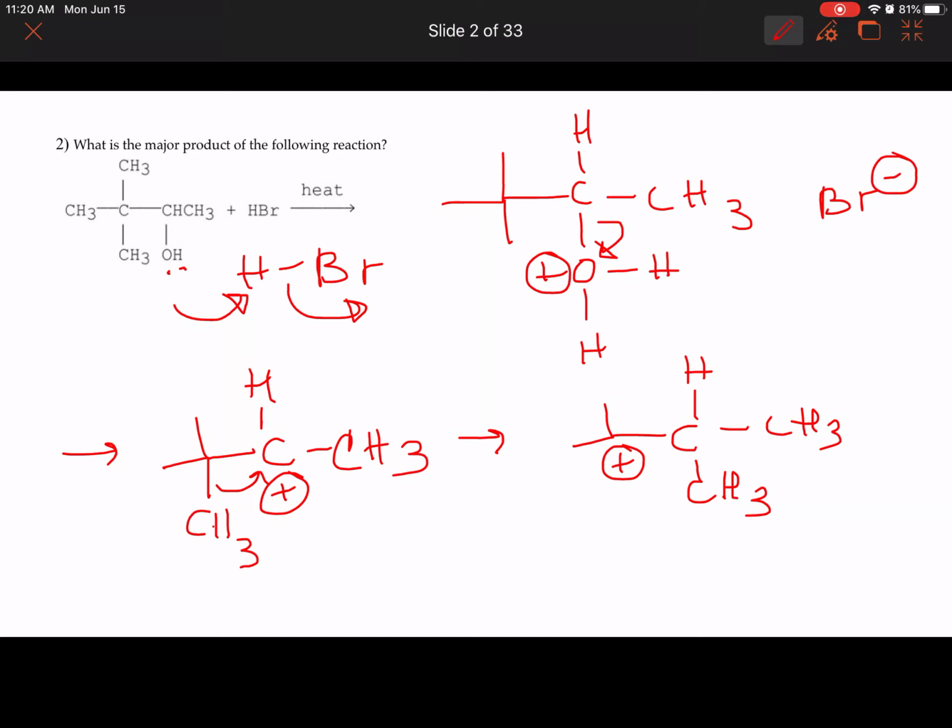And then the bromide will attack the carbocation and give you the product, which is this Br. Okay, so that is the product for this reaction.